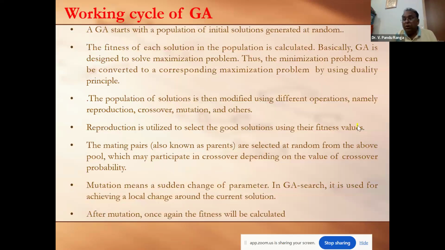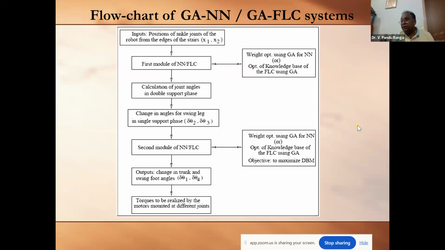Once you know the operation of these three methodologies, that is the neural network, fuzzy logic controller, and genetic algorithm, we try to hybridize these algorithms so that the best out of them can be taken, and we will get the best gait planner. That is the objective.